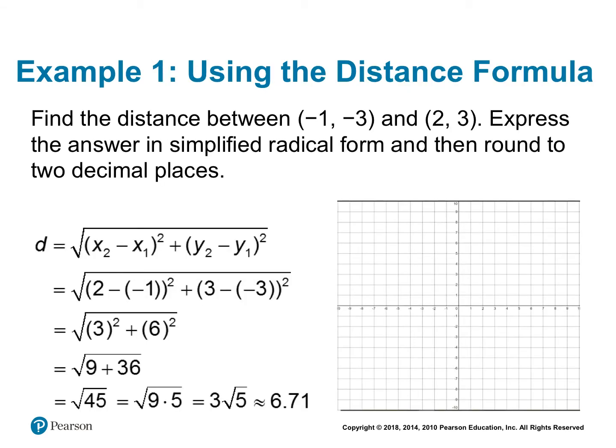Okay, so let's try applying this. Find the distance between -1, -3, and 2, 3. So we're going to make this our first x. We'll make this our second x. And then this will be our first y. This will be our second y. It really doesn't matter which one you make your first and your second, as long as the ones are together. So if the x1 is here, you have to make this the y1. And if this is where you put the second x, you have to make that your second y.